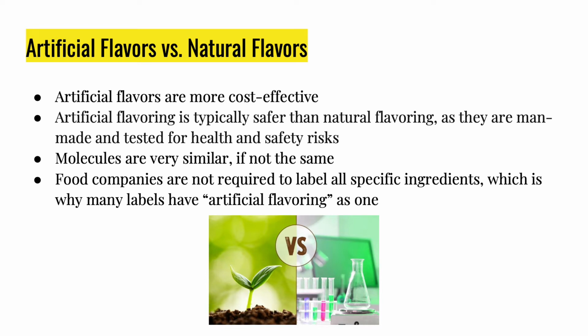So, considering costs, artificial flavors are typically more cost effective and are safer since they are man made and tested for health and safety risks. The molecular structures are oftentimes very similar, if not the same. Food companies are not required to label all specific ingredients, which is why many labels have artificial flavoring as one of those main ingredients.